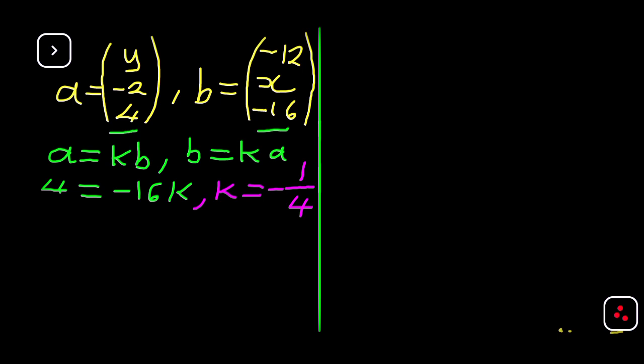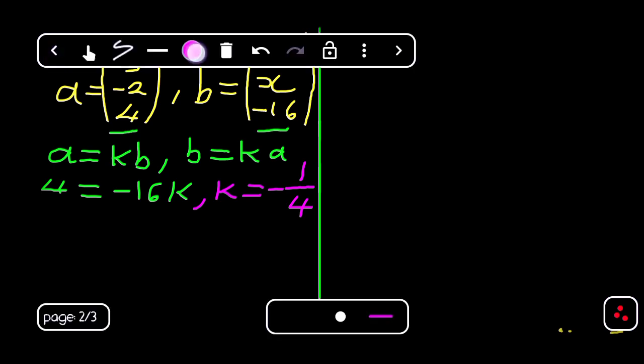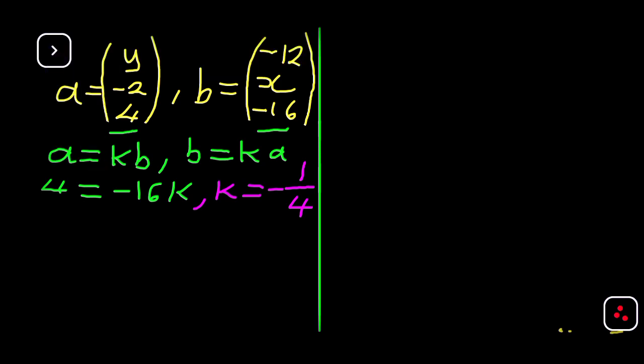That is our scalar. So now we're going to form two more equations: one for y and negative 12k, and another one for negative 2 and xk, so that we are able to find the values of x and y. Let's find the value of y first. Y should be equal to negative 12k.